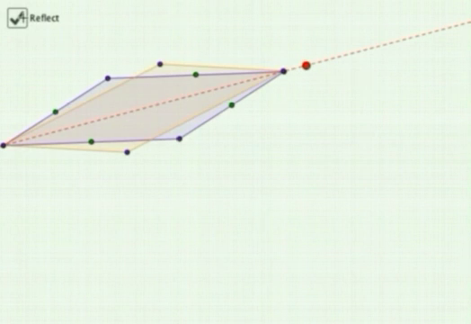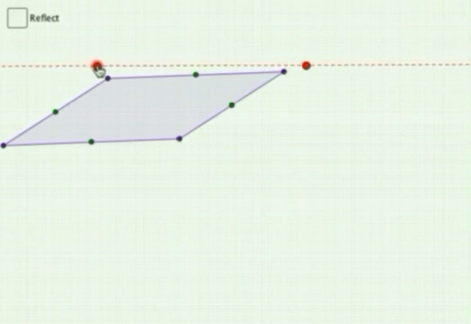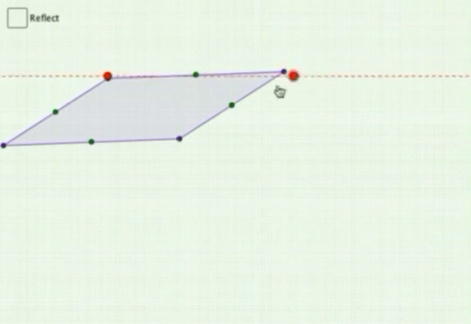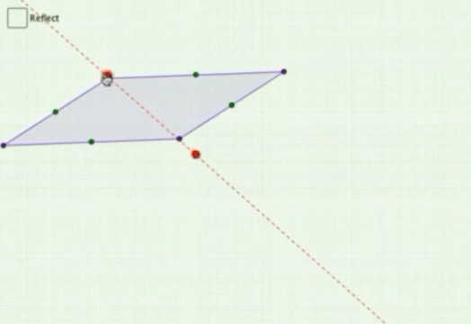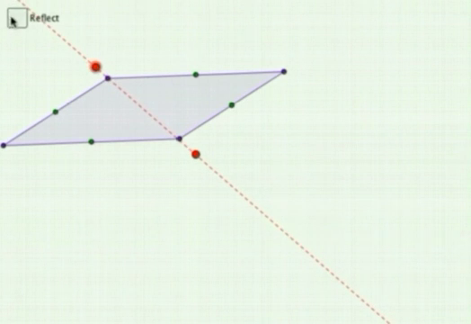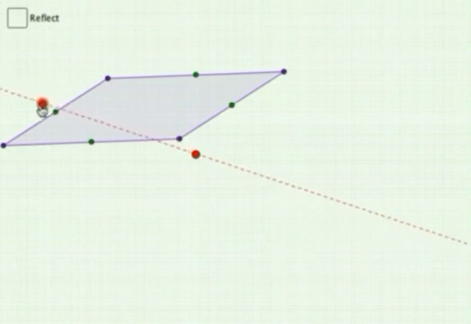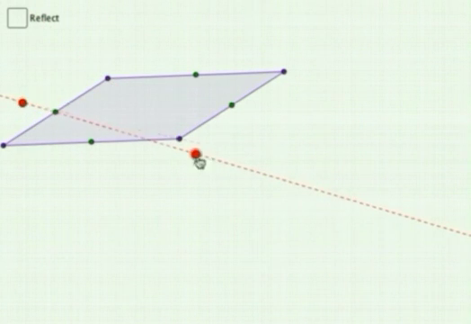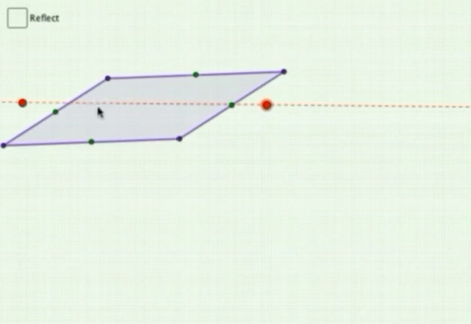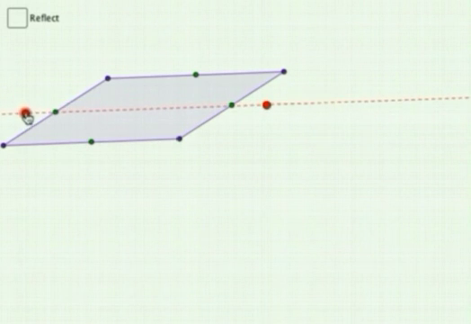And surprisingly, it doesn't. So what if we go from this vertex to this vertex? Let's try it. Not even close. It's cool, but that's not a line of symmetry. What if we try going like from midpoint to midpoint? Like that. Do you think that'll work?